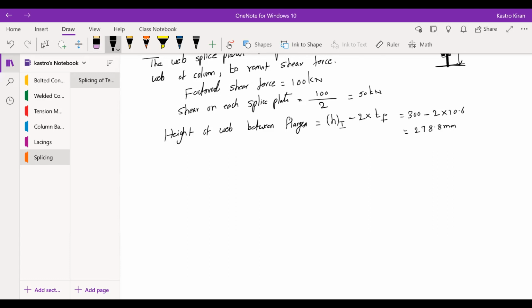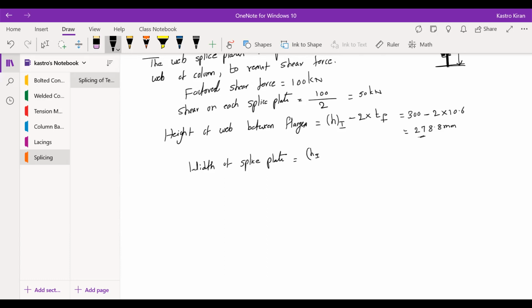Now, how much width of the splice plate has to be provided? So width of splice plate. What is this value representing? That 278.8 mm represents, if you want to provide the web splice plates, it must be in this length only, because the splice plates for web are connected to web only. So whatever is the height of the web, in that height only you have to accommodate the splice plates as well.